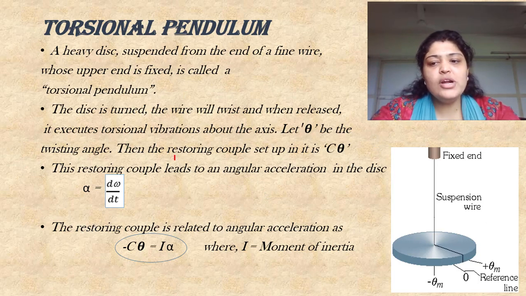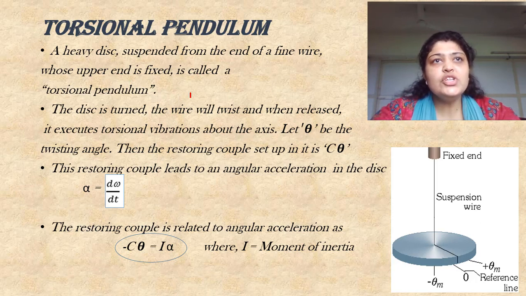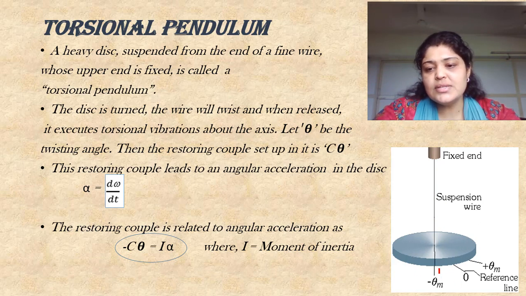Now we have a small topic called torsional pendulum. A torsional pendulum is a heavy disc which is suspended from one end. So it has one fixed end. This is the fixed end, this is a suspension wire and this is a disc. You can see in this animation, suppose you rotate the disc in this direction, it will try to resist and come back like this.